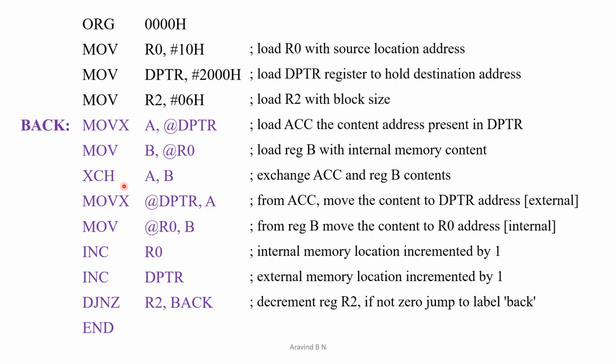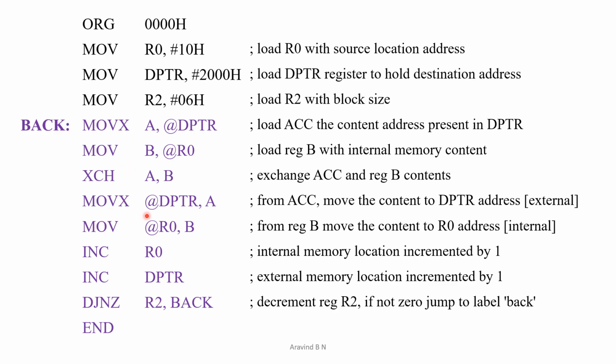So XCH A, B. We can also directly make the movement of the data, but here we are just exchanging. We are using the XCH instruction in order to exchange the data between A and B. So now the value which was previously present in A has moved to B, and the value which was previously present in B has been moved to A.